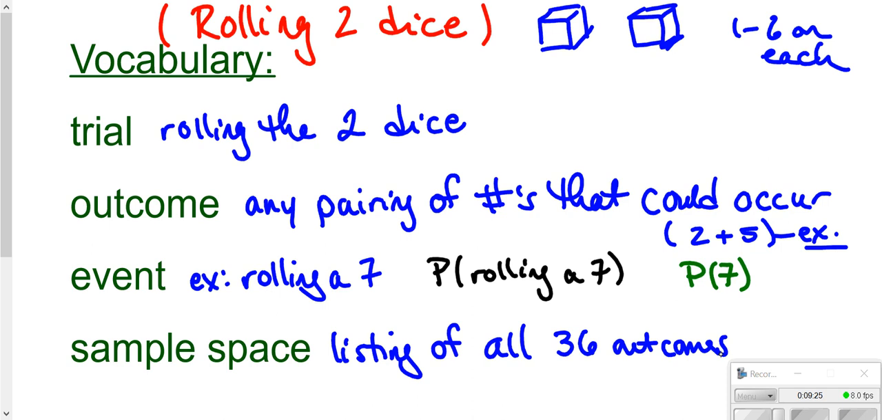I actually said that wrong. Those are the different events that could happen. The event of rolling a 2, the event of rolling a 3, the event of rolling a 4 total. Those are the different possibilities. I could get a 2 through a 12. And then there's 36 different outcomes, different pairings. All right, let's move on.